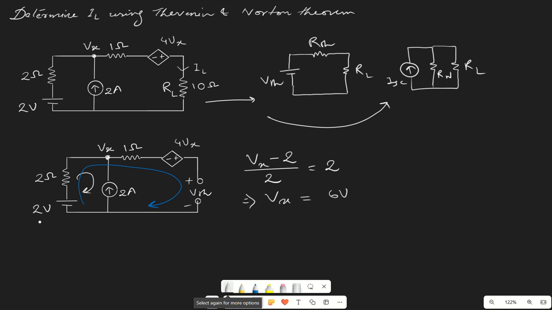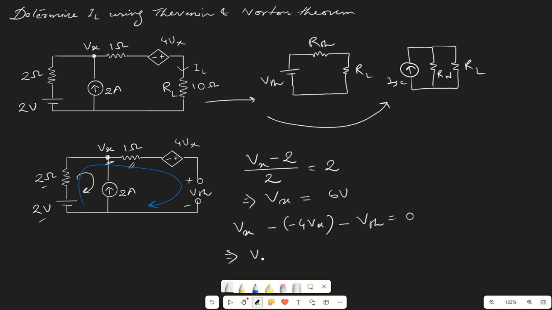Or in place of writing this, we can also start from this voltage and write it as Vx minus this voltage drop. Then we have another voltage drop here, so that will be minus of minus 4Vx, and then we have this voltage drop which will be minus of VTH equals to 0. So just by writing down only voltage drops. Since we do not have any current in this path, this will get neglected.